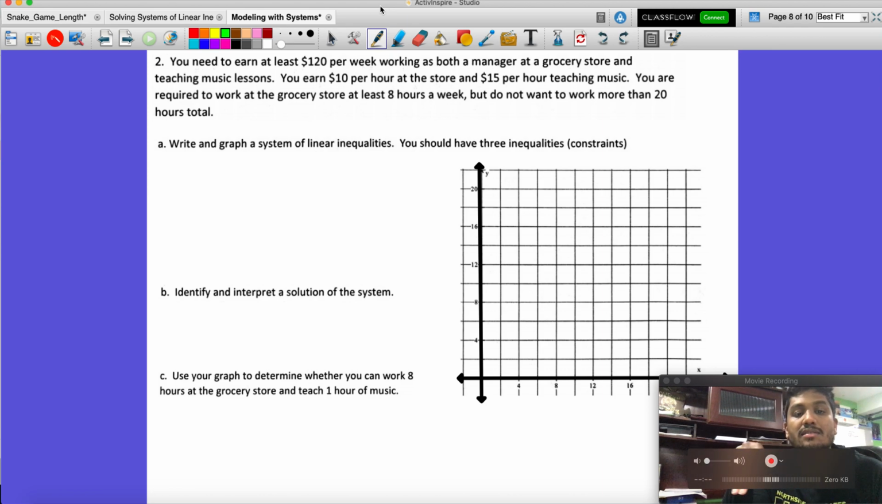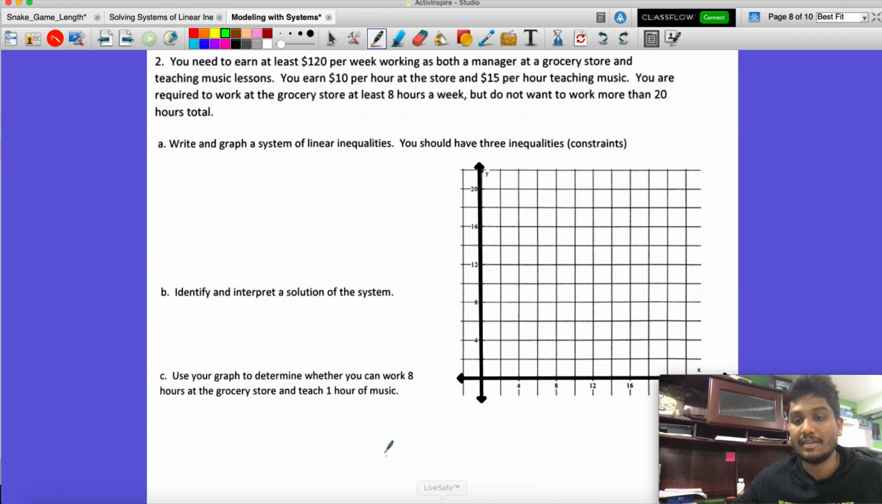Another Systems of Inequalities word problems. Okay, so we're going to model it, write it, graph it, identify some solutions, and then determine if a very specific combination is acceptable. Now, it has to be clear that that is the whole purpose of these types of word problems.